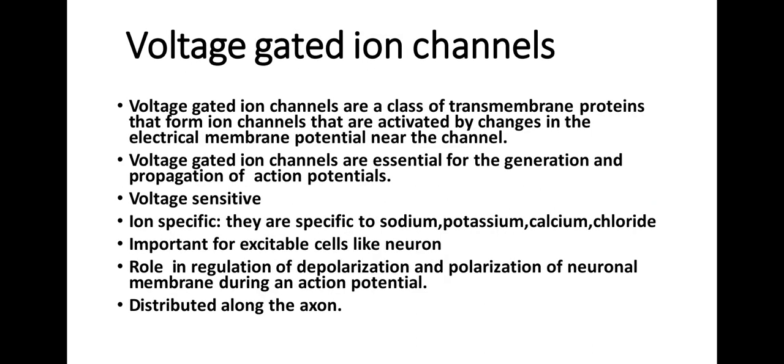Voltage gated ion channel. Voltage gated ion channels are a class of transmembrane proteins that form ion channels that are activated by changes in the electrical membrane potential near the channel. Voltage gated ion channels are essential for the generation and propagation of action potentials. They are voltage sensitive.